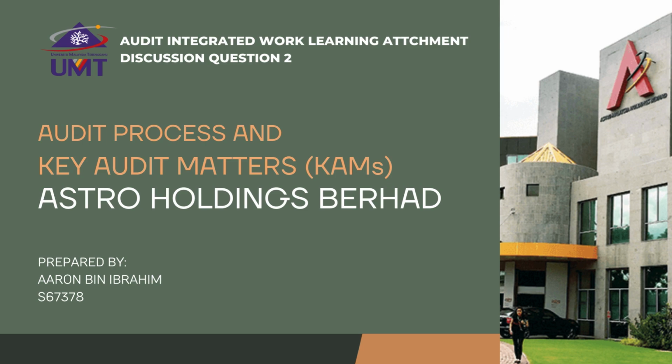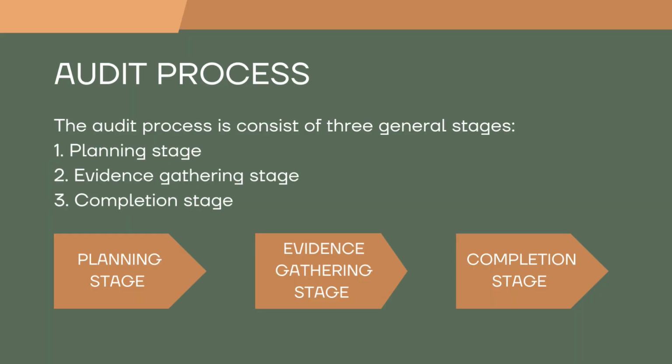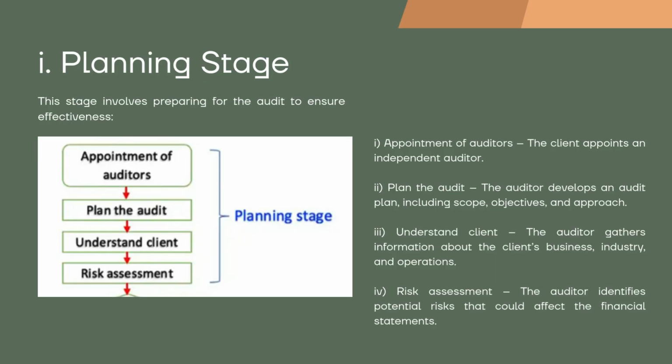In this presentation, I'm going to talk about audit process and key audit matters for AAROON Holdings Berhad. First off, I'm going to explain a little bit about audit process. The audit process consists of three general stages, which are planning stage, evidence gathering stage, and last one is completion stage. For the first stage of planning stage, it will be appointment of auditors.